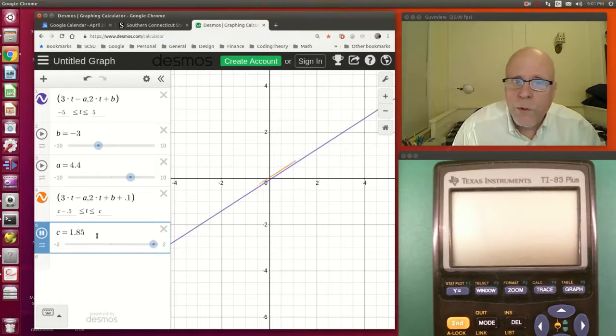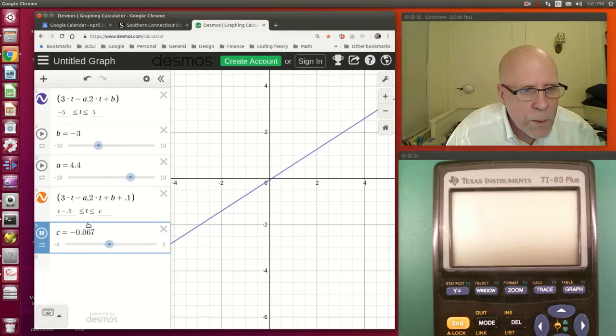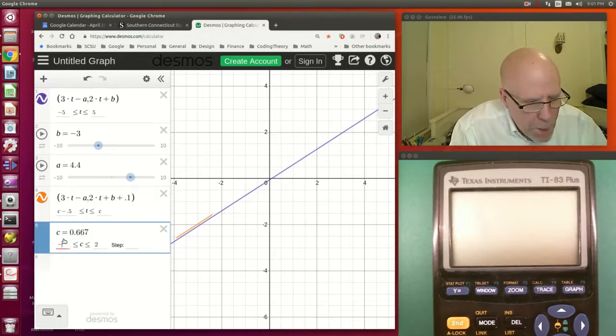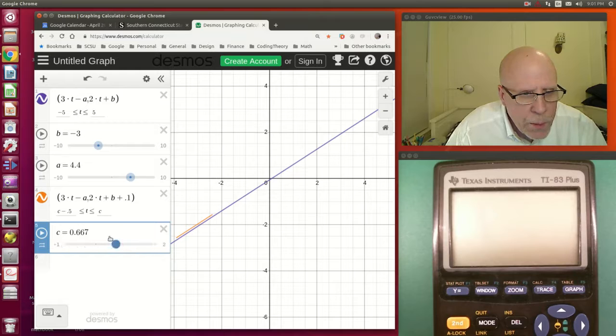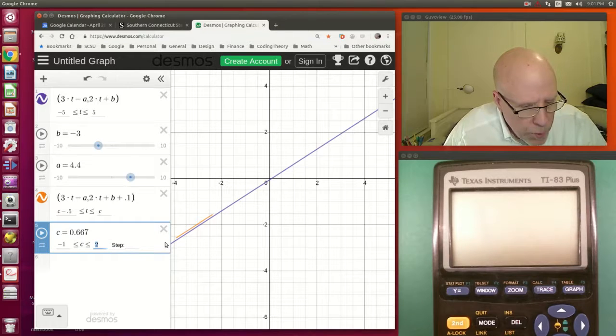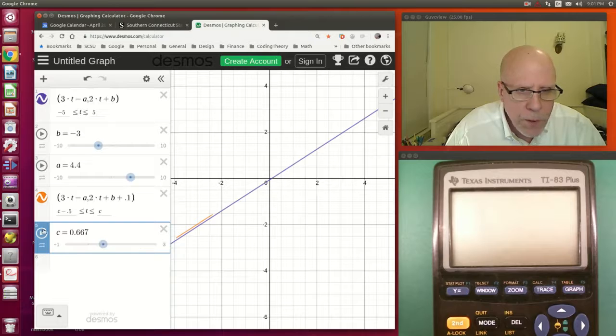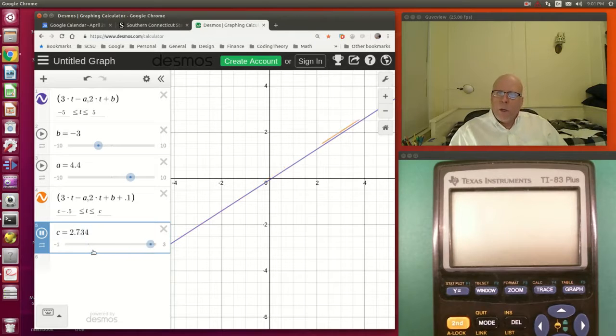I went a little short on the high end, so how about we go from -1 to 3? See how that looks. There you go. Our orange line segment is drawing across the thing.